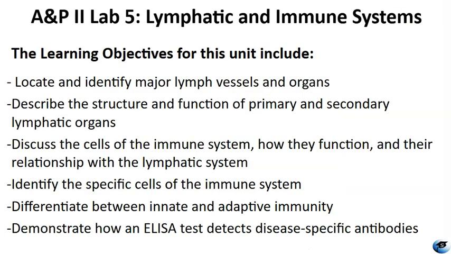By the end of this lesson, you will be able to locate and identify major lymph vessels and organs, describe the structure and function of primary and secondary lymphatic organs, discuss the cells of the immune system, how they function, and their relationship with lymphatic systems, identify the specific cells of the immune system, differentiate between innate and adaptive immunity, and demonstrate how an ELISA test detects disease-specific antibodies.